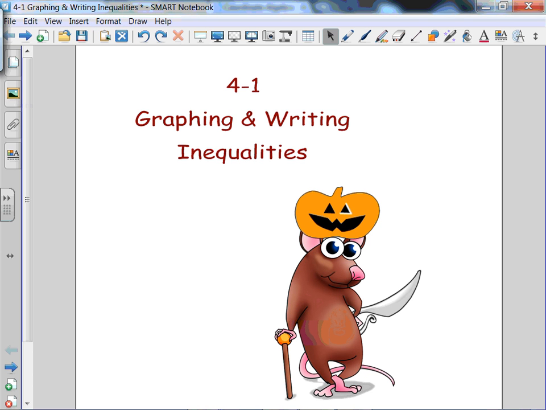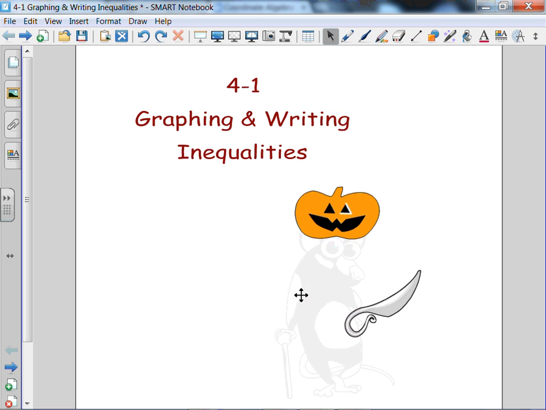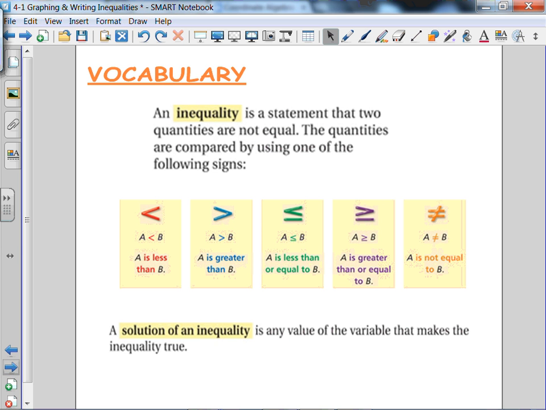Okay, your video for this weekend is over 4-1, graphing and writing inequalities. So take a look at the screen. Here you go. First slide is the vocabulary. It is just talking about what is an inequality.